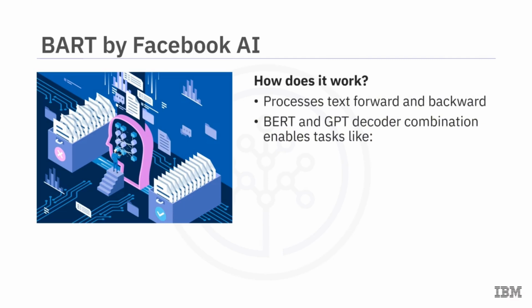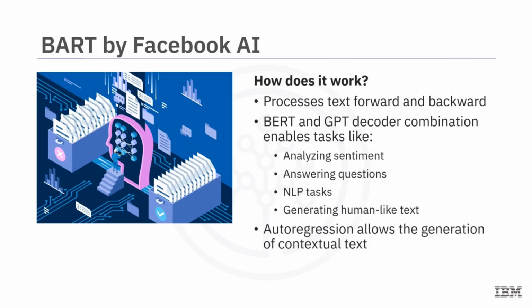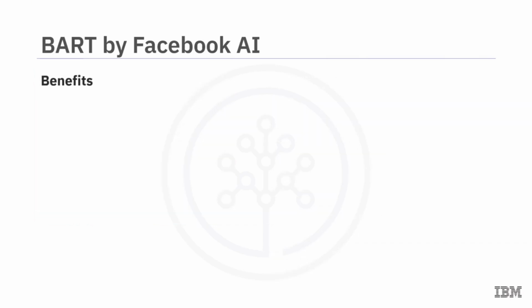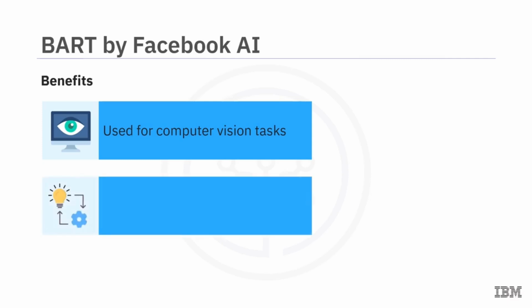This BERT and GPT decoder combination allows BART to perform tasks like analyzing sentiment, answering questions, NLP tasks like language translation, and generating human-like text. Further, its auto-regression nature allows it to generate contextual text, taking feedback from previously generated tokens to generate new ones. The BART capability also applies to computer vision tasks. The versatility of the model makes it useful across industries.